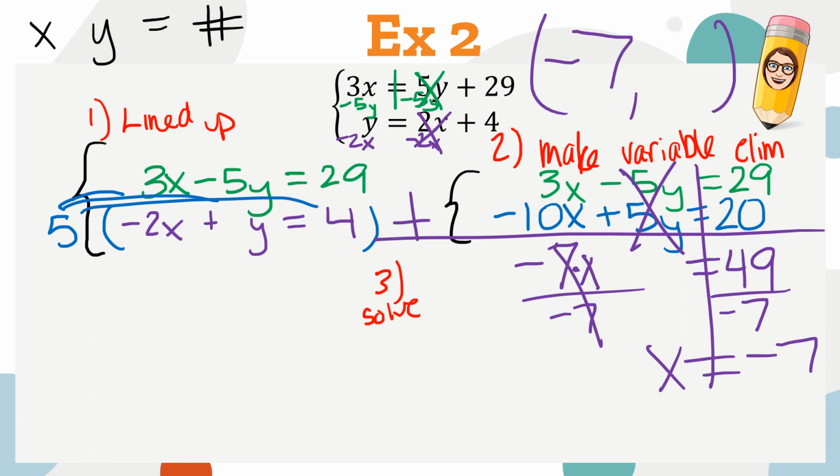I need to find my y value. So for step 4, let's find the other variable. You get to pick which equation. So let's go back to the beginning. When I look at these equations, I think the second one's easier.